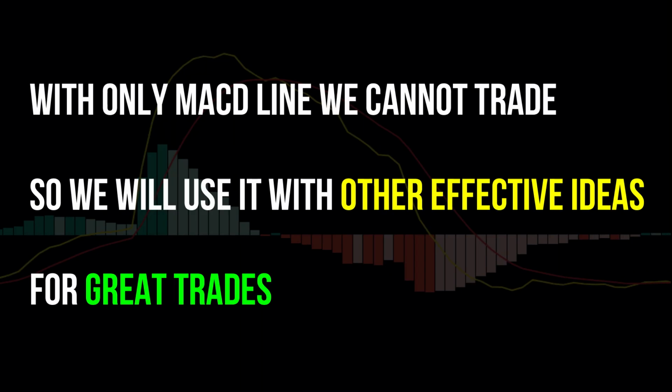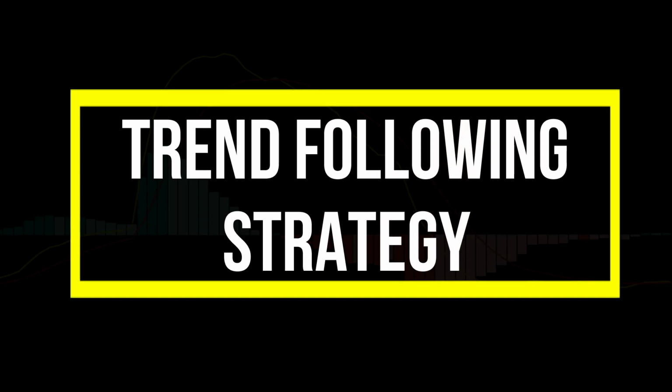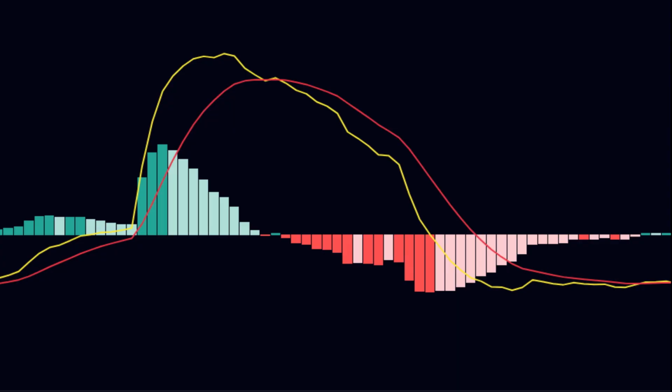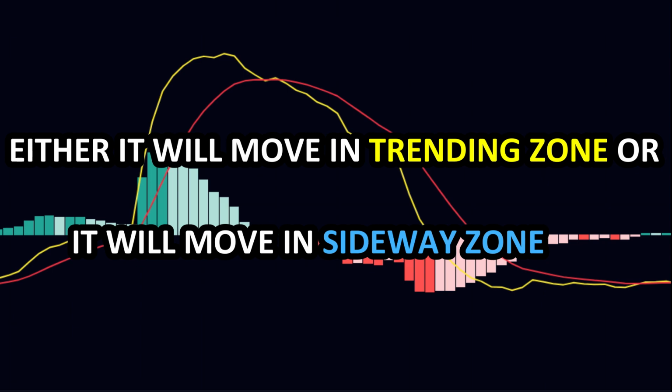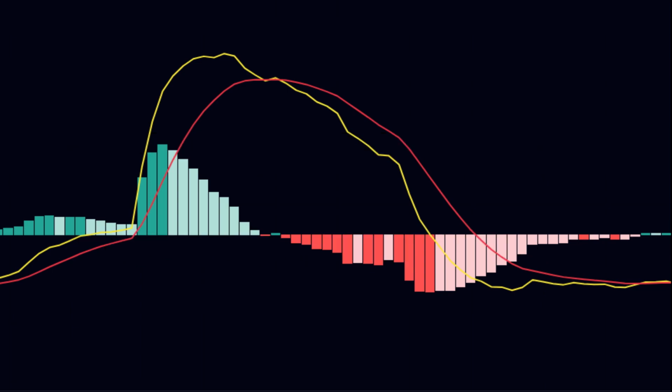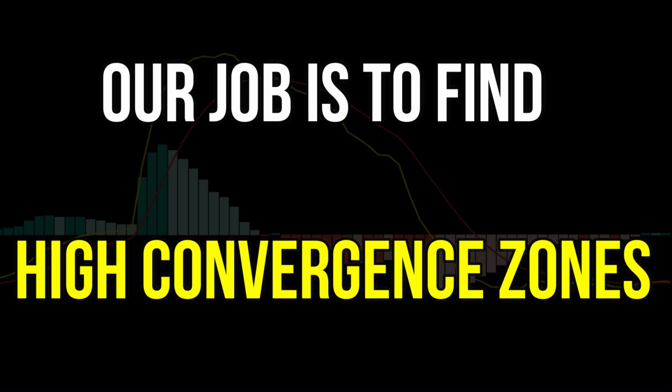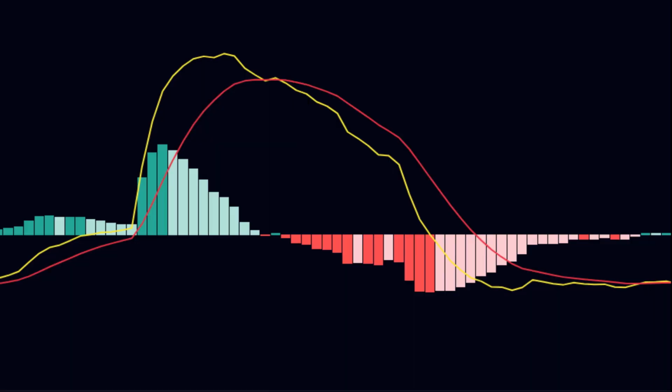With only the MACD line we cannot trade, so we will use it with other effective ideas for great trades. The name of our strategy is trend following strategy. Mainly there are two possibilities of the movement of the stock. Either it will move in a trending zone, or it will move in a sideways zone. In this strategy, our job is to find high convergence zones, and to enter during the pullbacks at the right time.